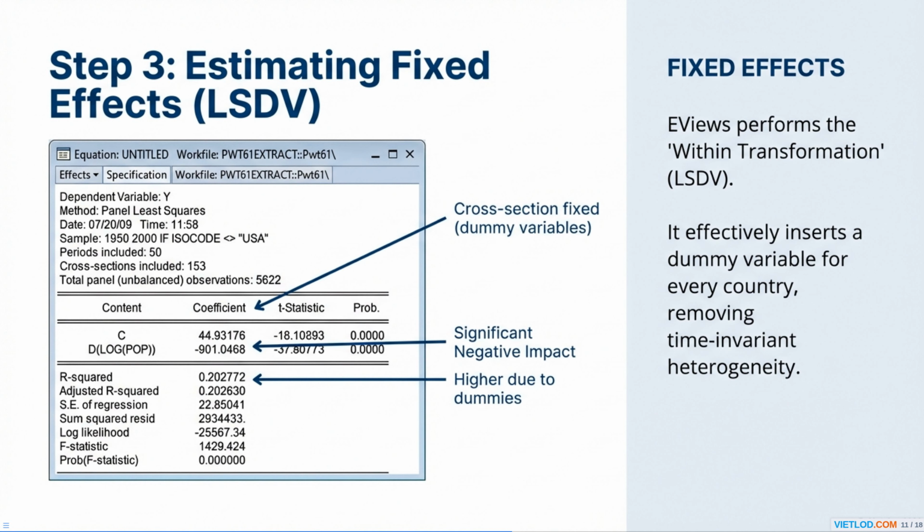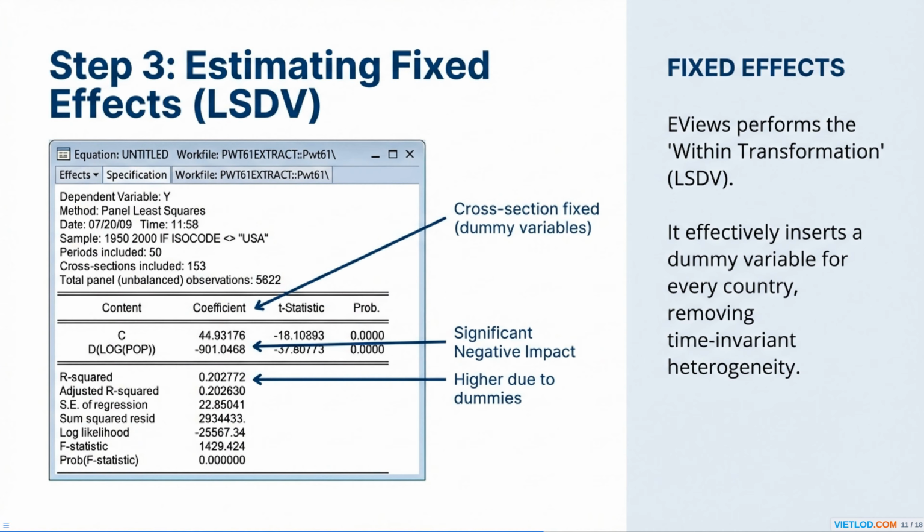When working with panel data, it's crucial to inspect whether your panel is balanced, meaning all countries have data for all years, or unbalanced, with missing observations. While software like EViews handles unbalanced panels automatically, we must always be aware of potential missing data, which can affect our estimates.